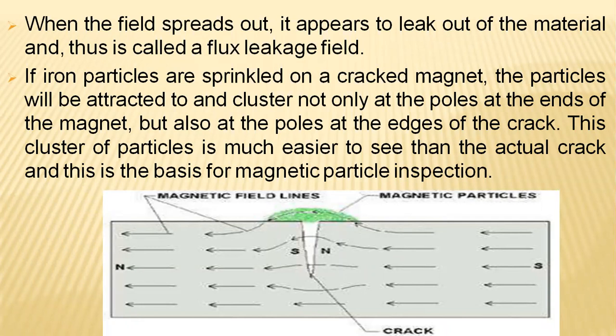See here, when these iron particles are sprinkled on the cracked magnet, as it is clearly displaying in the green color, the small abrasive particles sprinkled on a cracked magnet will be attracted to and cluster not only at the poles but at the ends of the magnet also.